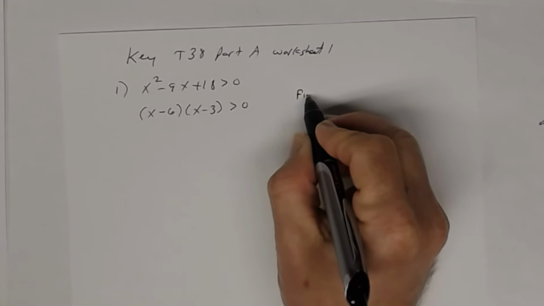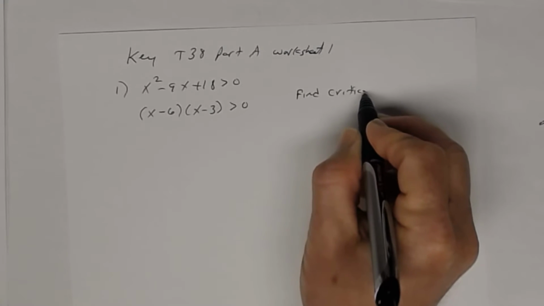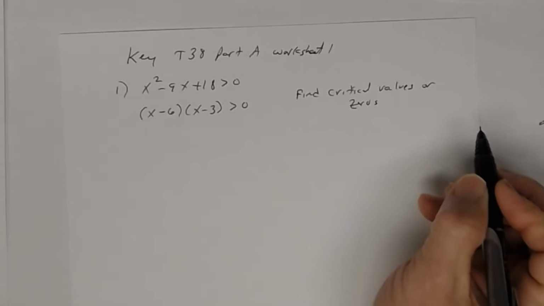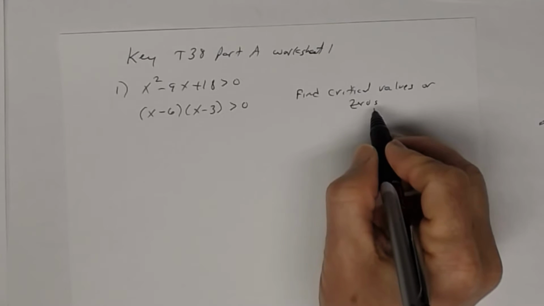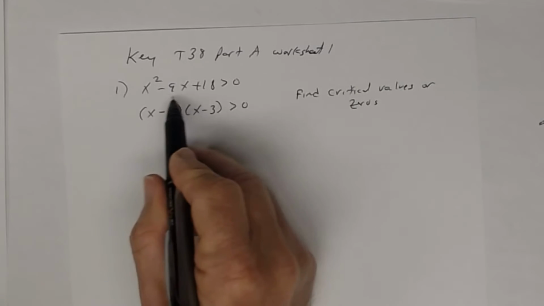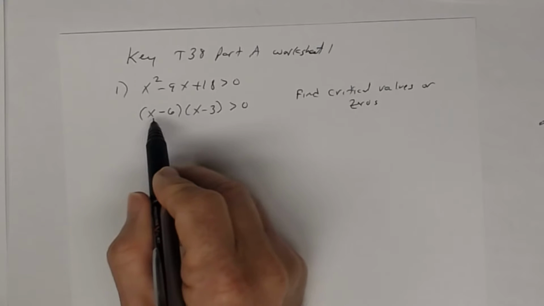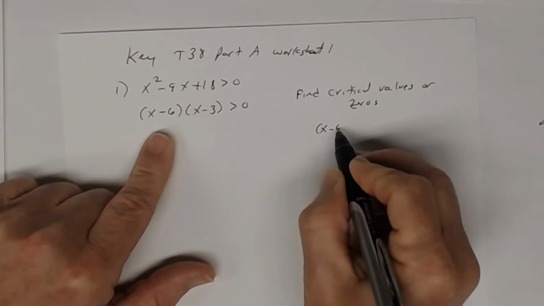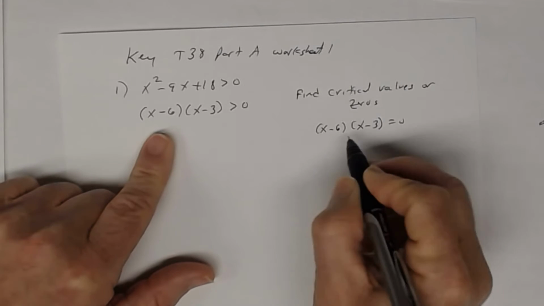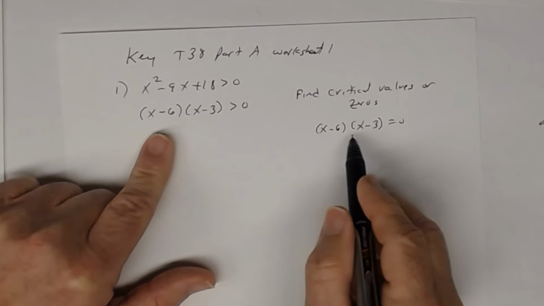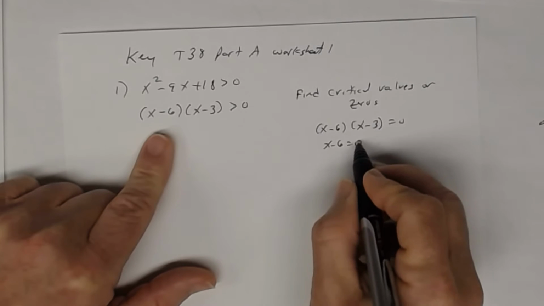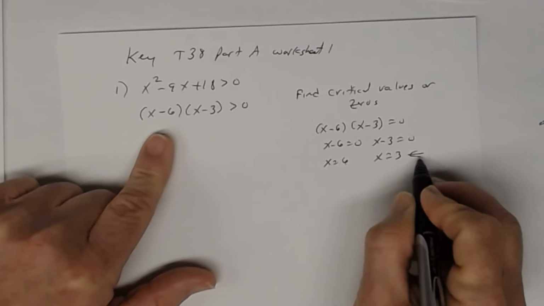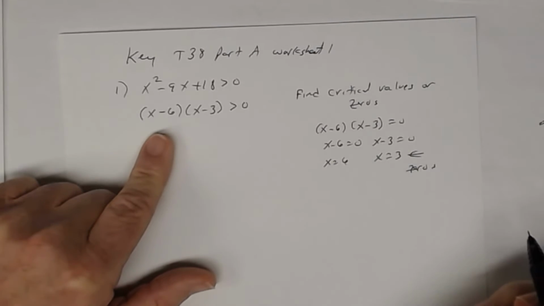Find critical values or zeros. They're called zeros. And to find those zeros, you're going to set this quadratic, either this one or this one, though make sure you use the factored one. That's easier to deal with. So you're going to set the factored part equal to 0 and solve this equation, using the zero factor property. So x minus 6 equals 0, x minus 3 equals 0, so x equals 6, x equals 3. Those are your zeros, your critical values.